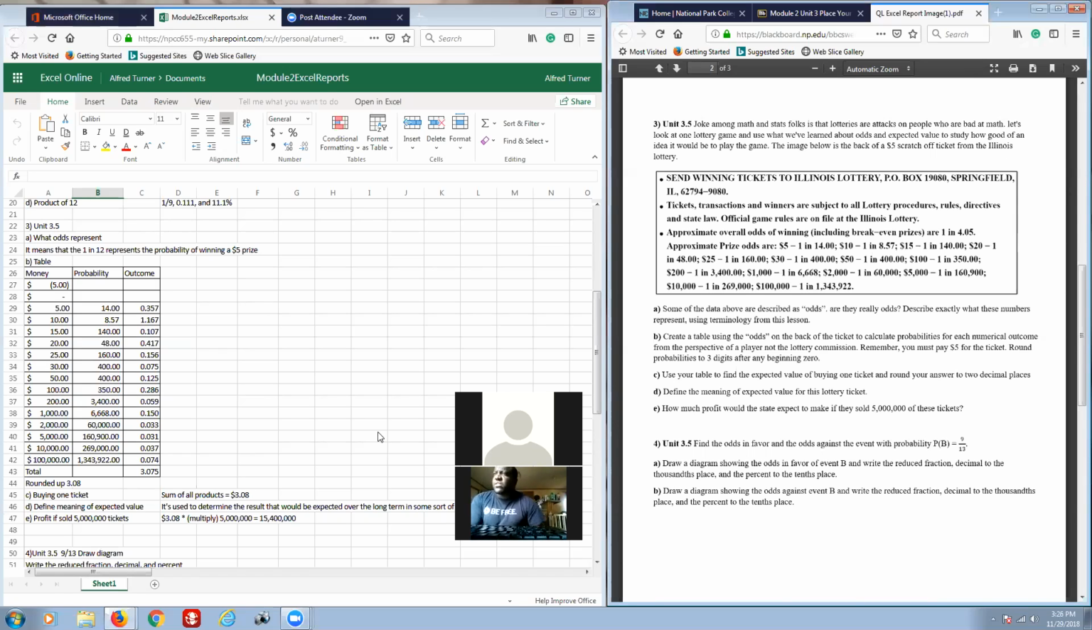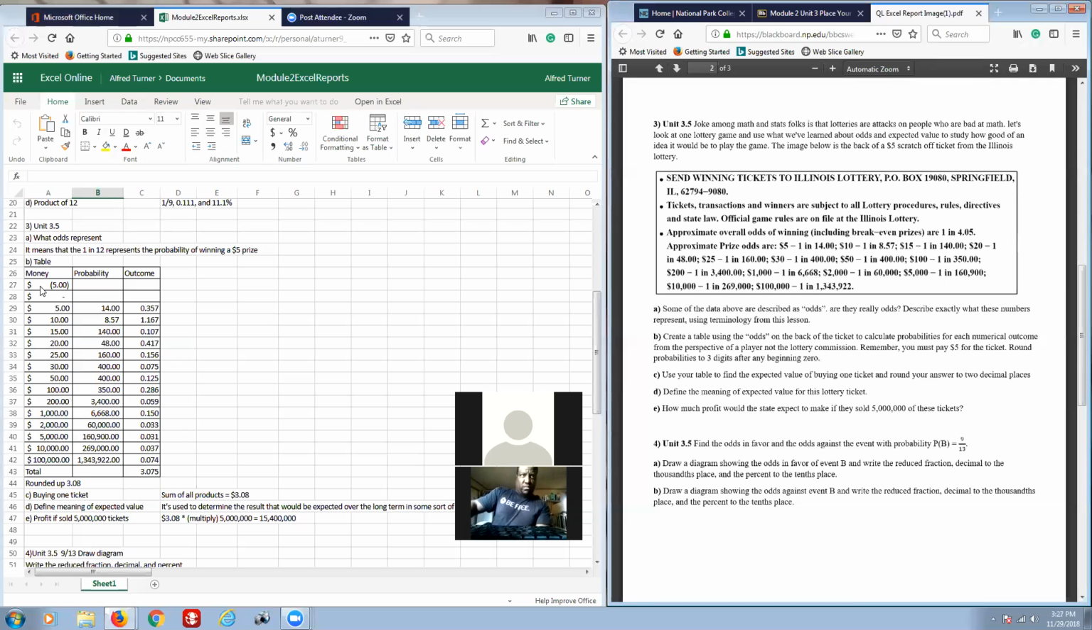Use the table to find the expected value of a ticket. Round the answer to two decimal places to find the mean and expected value for a lottery ticket. How much profit would the lottery be expected to make if they sold 5 million of these tickets?